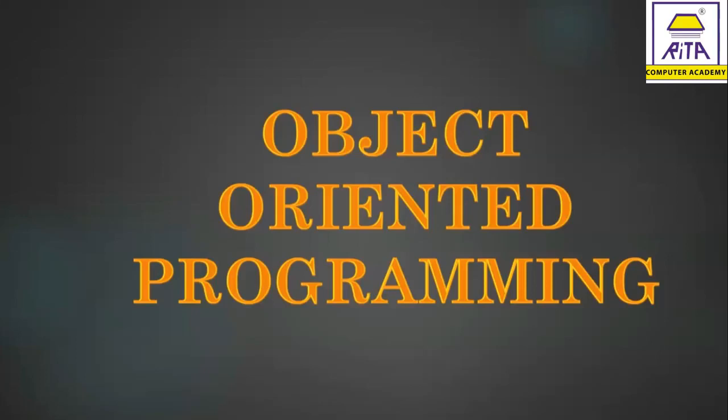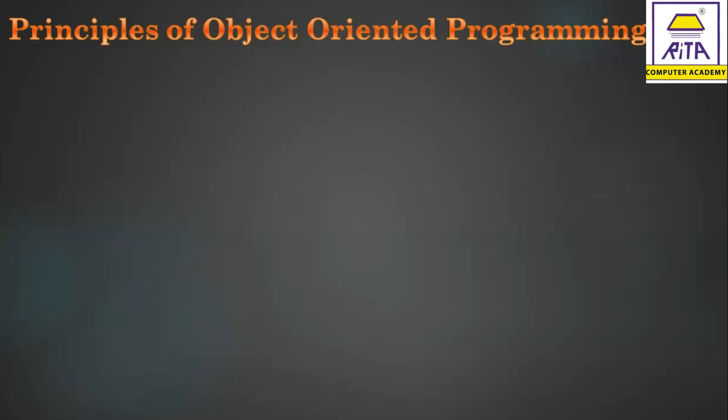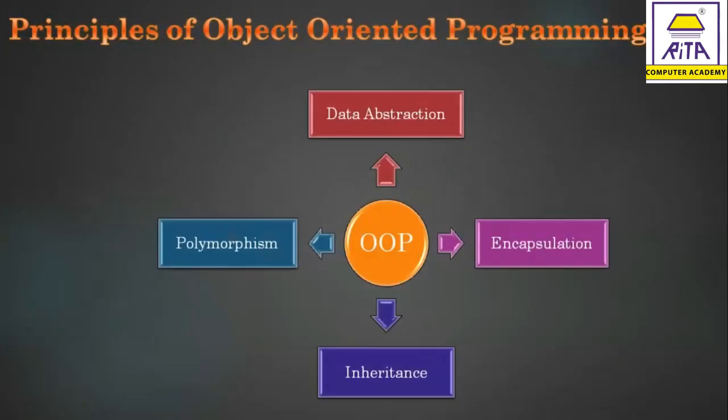In this video, I am going to explain the 4 key principles of object-oriented programming language. These are the 4 key principles: data abstraction, encapsulation, inheritance, and polymorphism. I am going to explain them one by one.